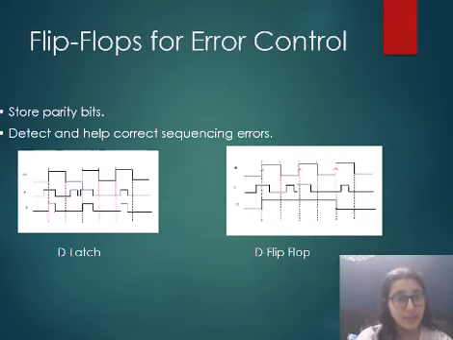As we know, no system is perfect, especially when data moves this fast. Flip-flops are part of error detection systems, storing parity bits. These parity bits help identify if any data was lost or flipped. In DNA sequencing, this kind of check can mean the difference between an accurate genome and one with fatal errors.